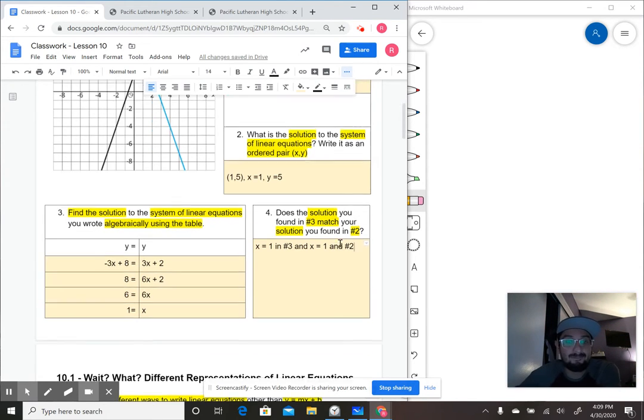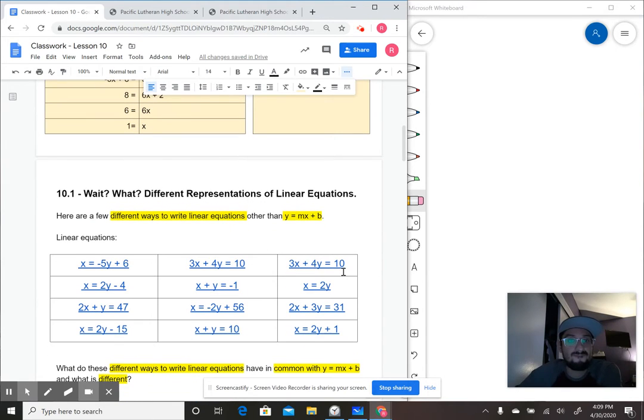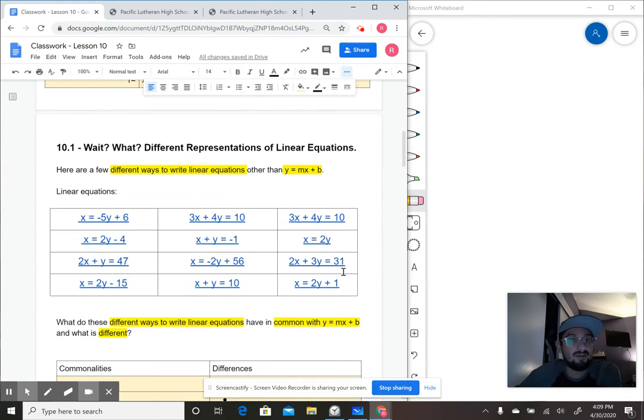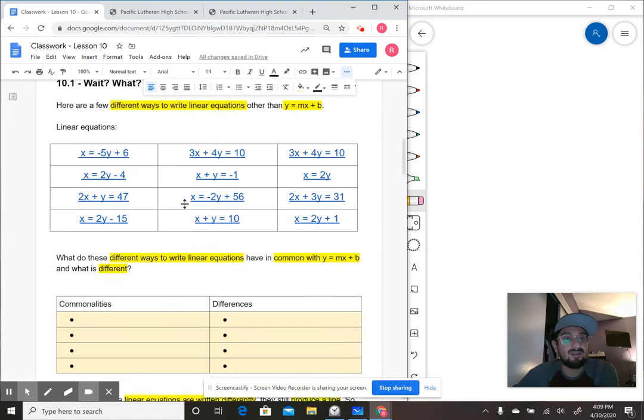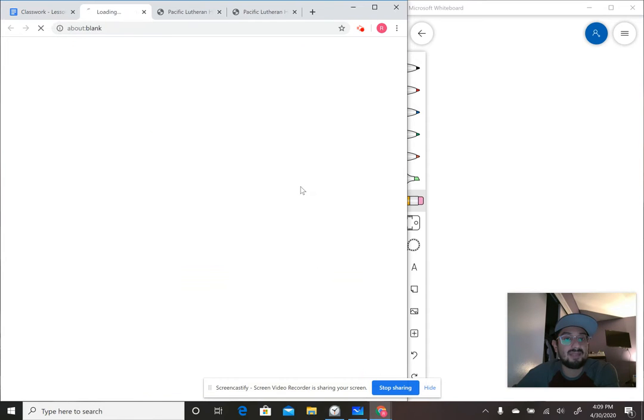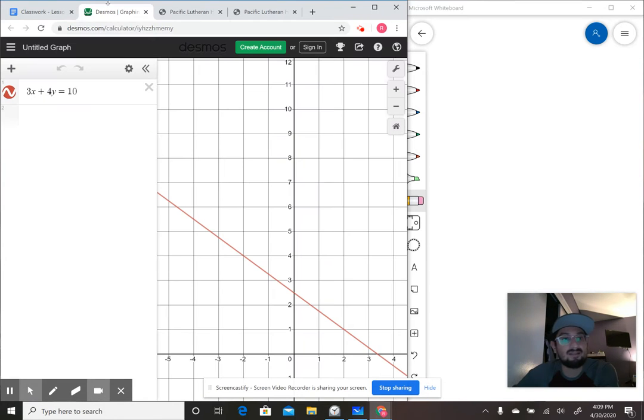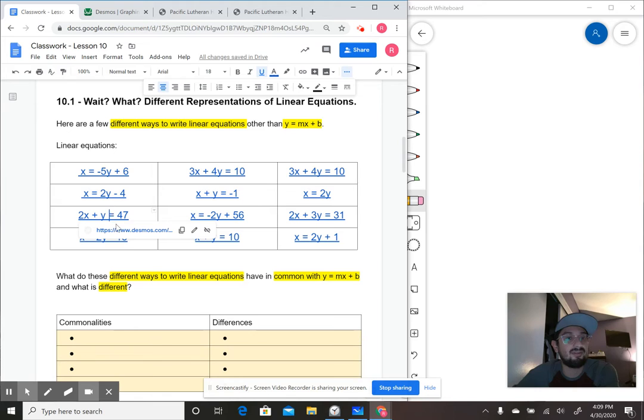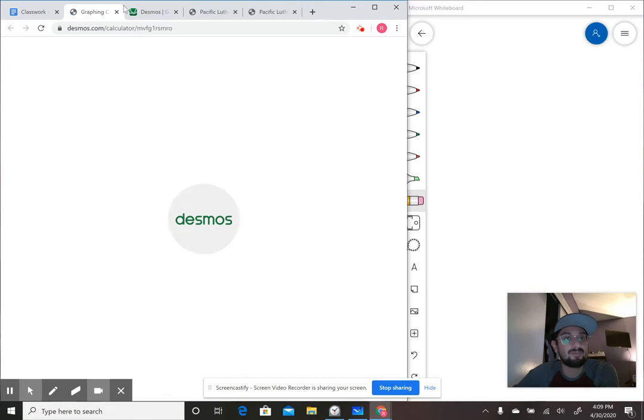So now let's go down. So now here, 10.1. Different representations for linear equations. Here are a few different ways to write linear equations other than y equals mx plus b. So you can see here, these are all different ways you can write a line. And if you don't believe me, you can click on them and see that they produce a line. Click on any of them, they're all a line.